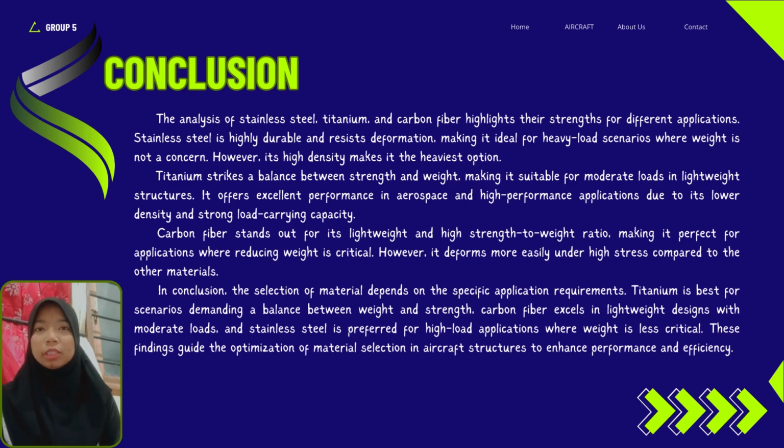In conclusion, the selection of the material depends on the specific application requirement. For example, titanium is the best for the scenario demanding a balance between weight and strength. Carbon fiber excels in lightweight design with moderate load, and stainless steel is preferred for high load applications where weight is less critical. This finding guides the optimization of material selection in aircraft structures to enhance performance.